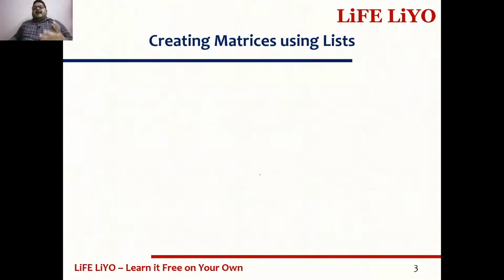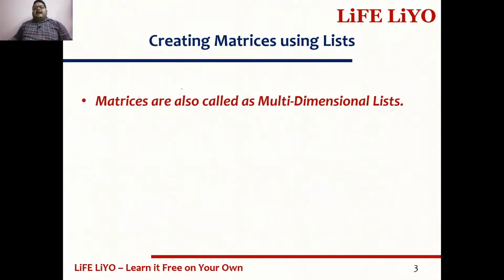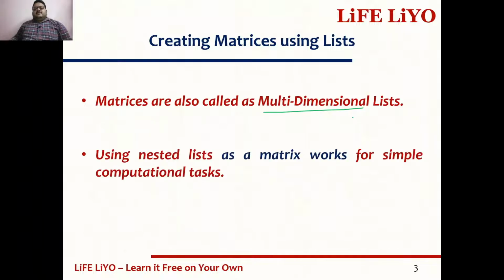How to create matrices using lists? Just now we have seen that Python doesn't have any built-in types. That means we have to create a list where all the elements of that list are again lists. So matrices are multi-dimensional lists. Using nested lists we can create a matrix, which will work for simple computational tasks.